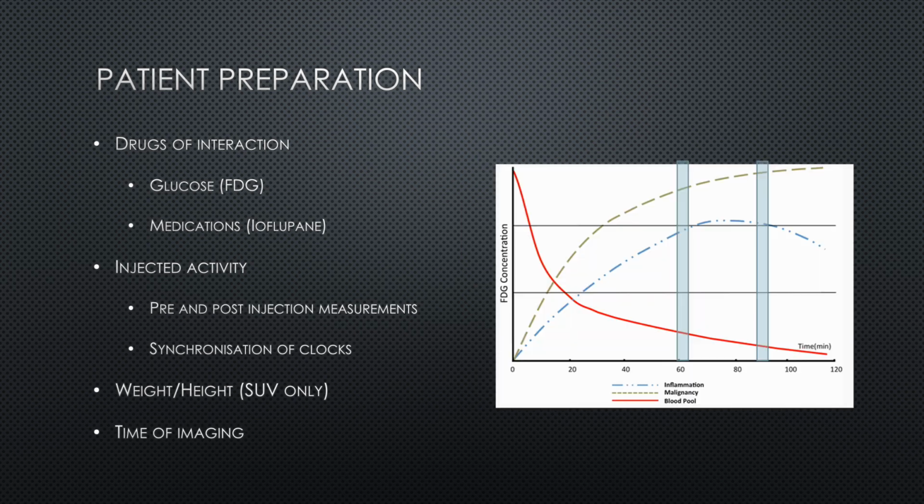And the time of imaging, of course, can be really important too. So in the image on the right here, you can see how our FDG concentration changes over time in malignancy and inflammation, so that if we were imaging at 60 minutes or 90 minutes, the levels of uptake that we measure are going to be quite different. So if you're comparing to what's in the literature, you need to get the time right. Or if you're doing longitudinal imaging before and after therapy, it's really important that you try and match the time of imaging to what had been used previously.